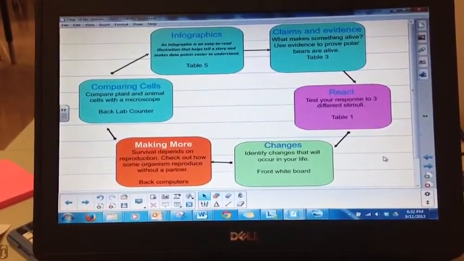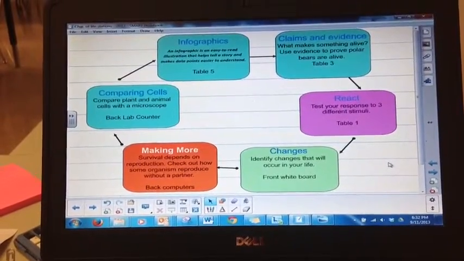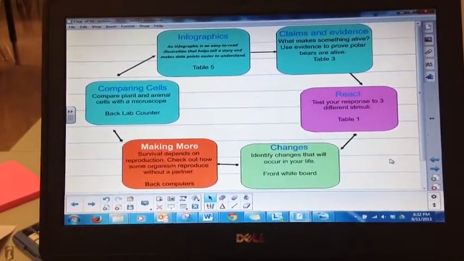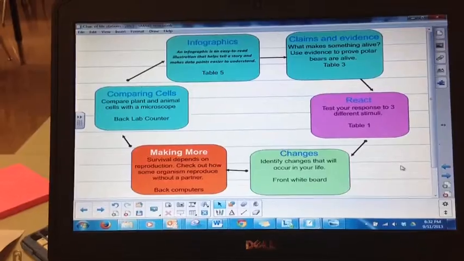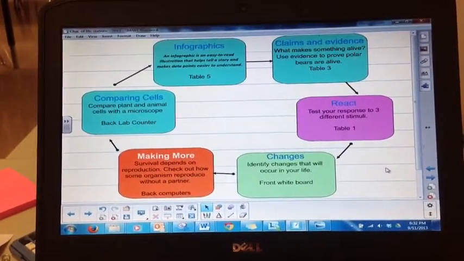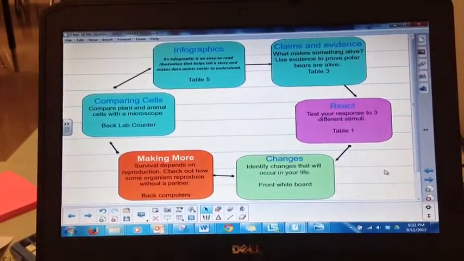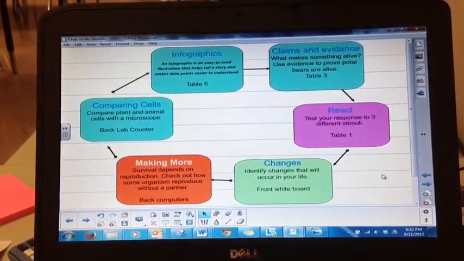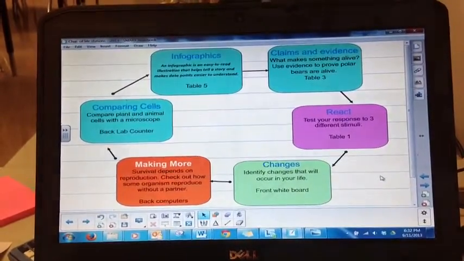Today, you and your table partner are going to do the characteristics of life stations. You are going to explore 6 different stations that have something to do with one of the 6 characteristics of life. All right, so here we go. Let's go to our first station.